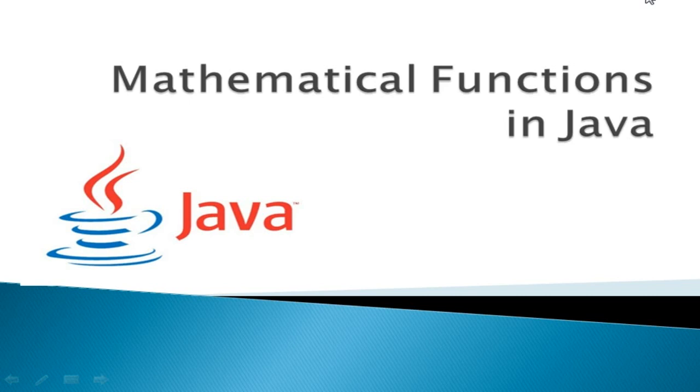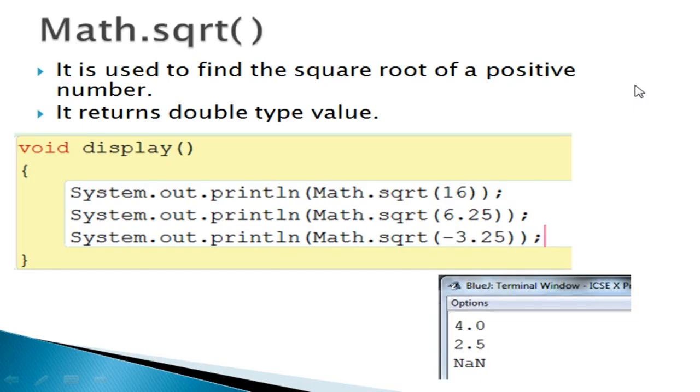Hello everyone, today we are going to see mathematical functions in Java. So the first function we are going to see is Math.sqrt. It is used to find the square root of a positive number. I have given three examples. You can see Math.sqrt(16), Math.sqrt(6.25), Math.sqrt(-3.25). So you can see the results here.